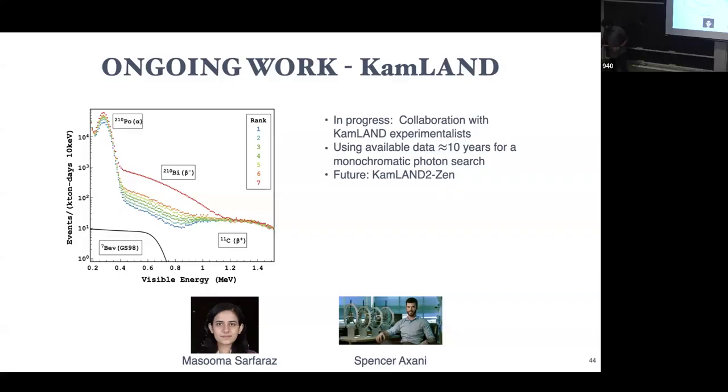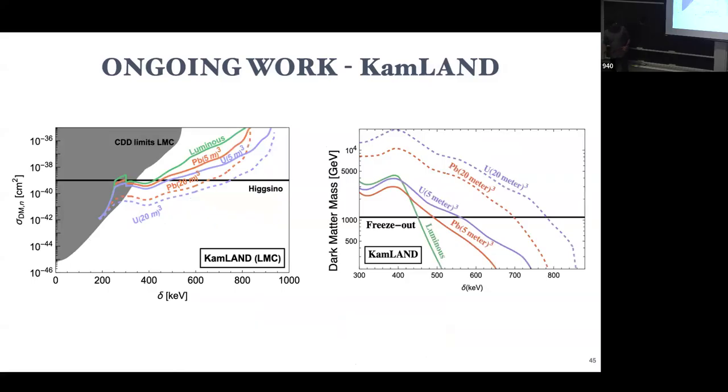So his grad student Masuma is working on this, and just from the data they have, the green is the kind of constraints they will set. So the reanalysis of data will roughly take you to around 400 keV. Okay. But in the future, let's say they put a 5-meter cube of lead or 20-meter cube of lead, they could push this all the way to around 450 or 650 keV.